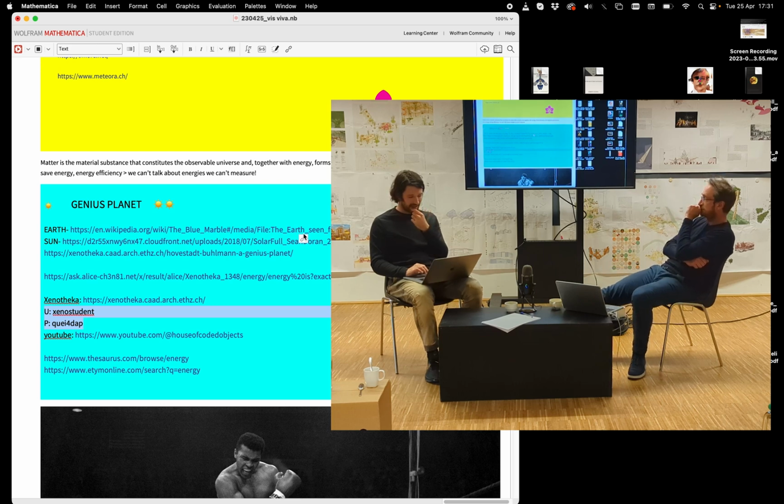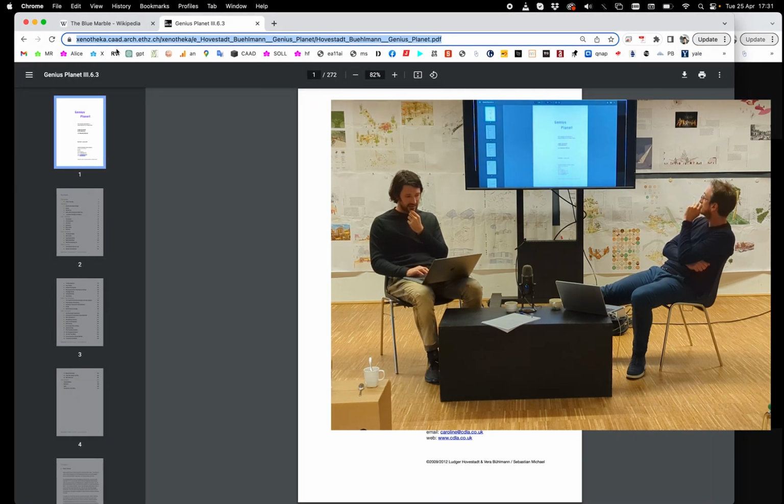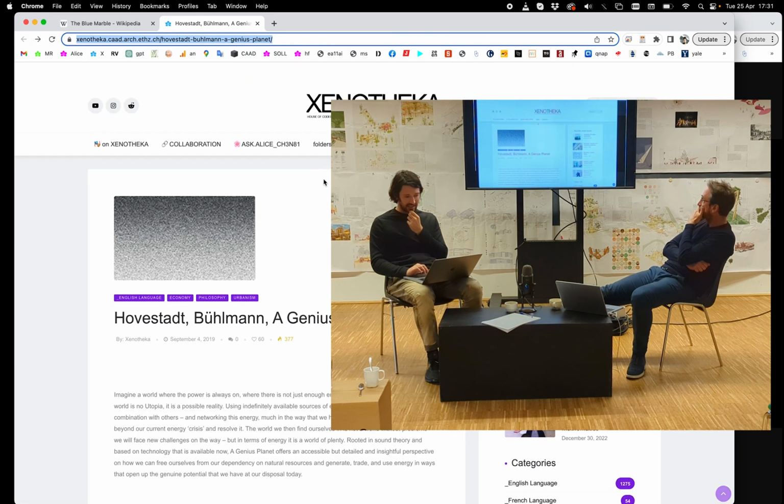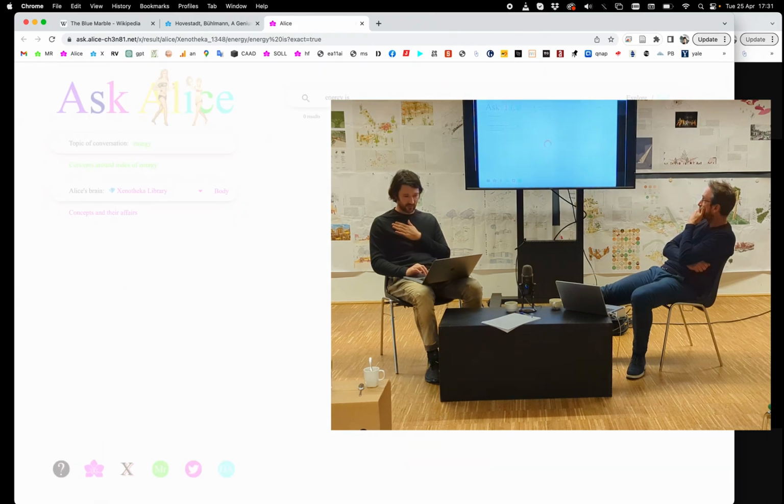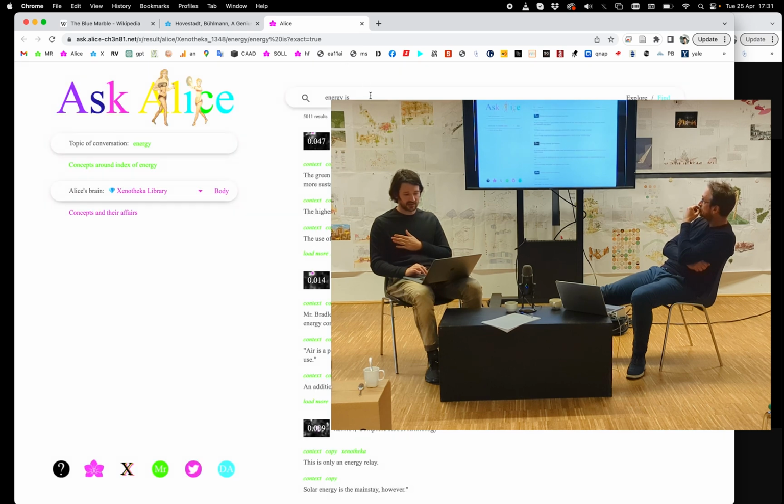But now let's see how we can unfold the concept of energy. How can we start telling different stories? And here, this library will help us again. In this library, we have a small search engine, which is called Ask Alice. You can use this. It is completely open, and we can start asking questions. So, for instance, we can choose a library. Here we take the Xenoteca library and we start asking, what is energy?